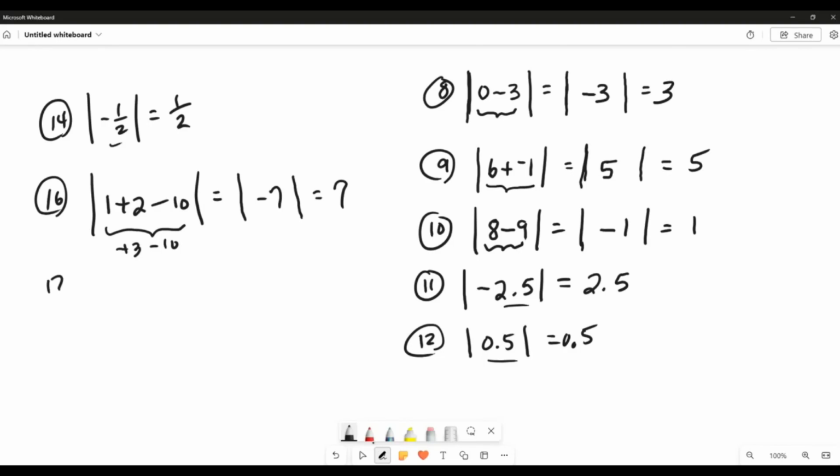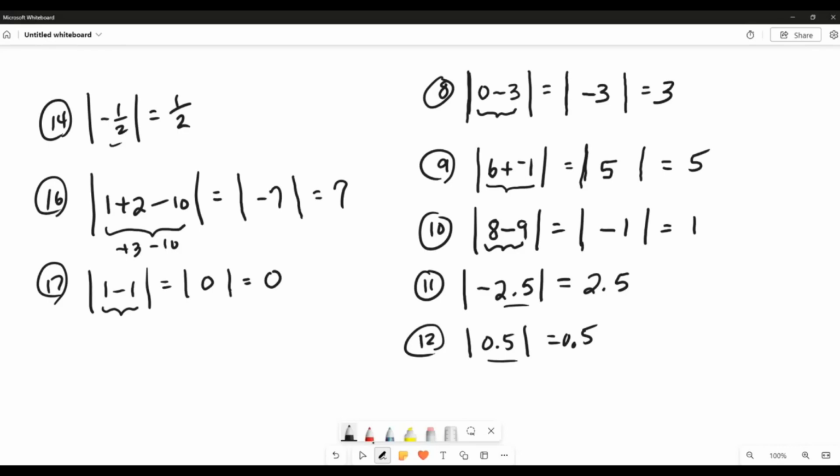Look at number 17. Absolute value of 1 minus 1. We have to clean up what's inside first. 1 minus 1 would give us... Okay, yes, 0. And the absolute value of 0 is 0.